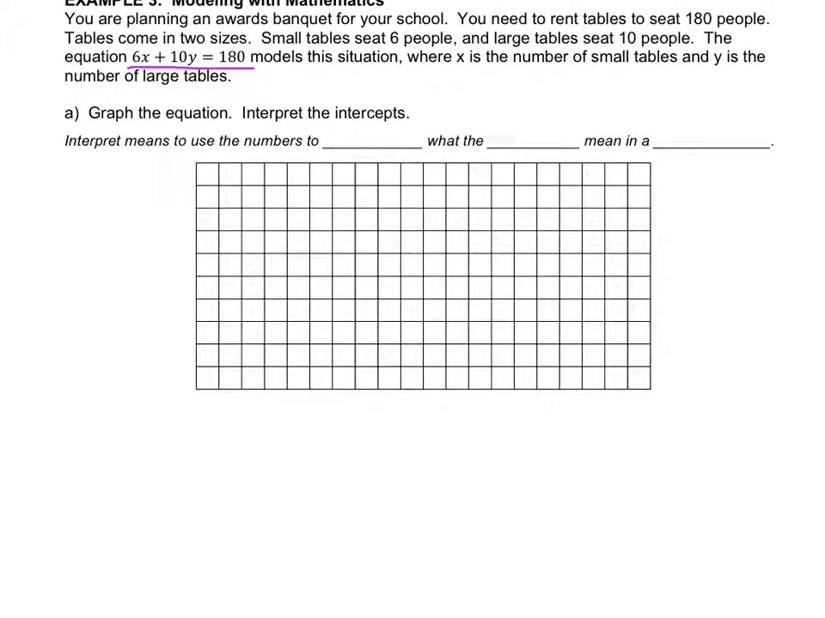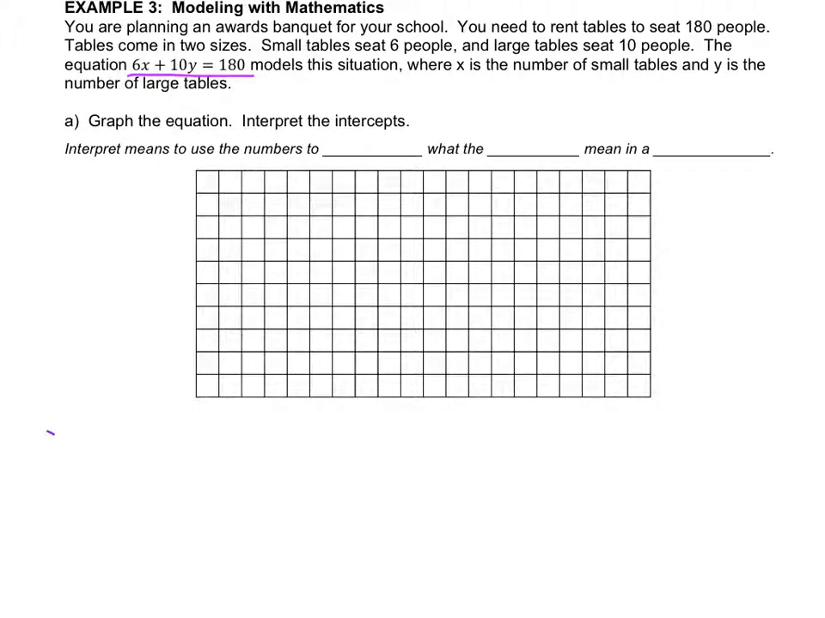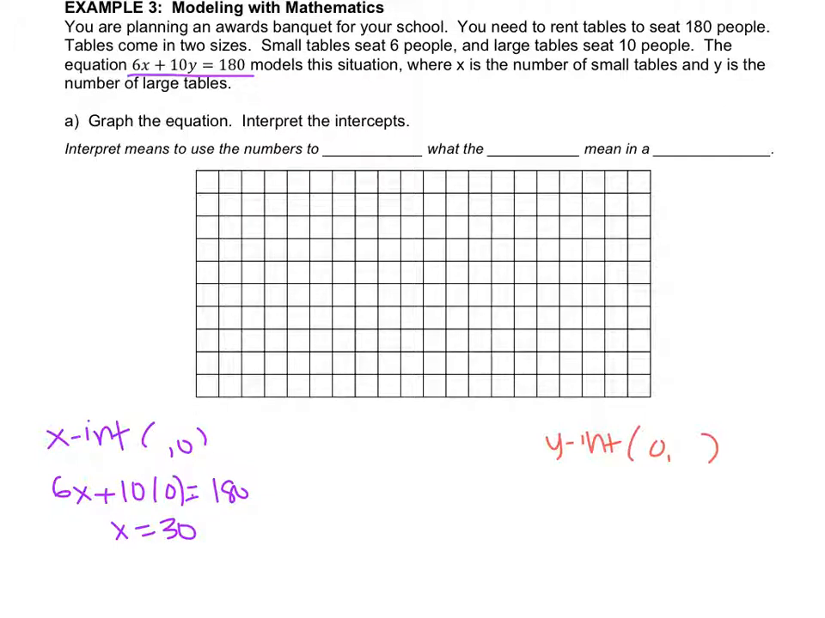So I've got the x-intercept, and that's when the y value is 0, right? It looks like this as a point. And then I also have the y-intercept, which has an x value of 0, so it kind of looks like that. Okay, so let's calculate. So instead of y, I'm going to put 0 to find the x-intercept. So 6x plus 10 times 0 equals 180. That should not be difficult math for you. x is 30.